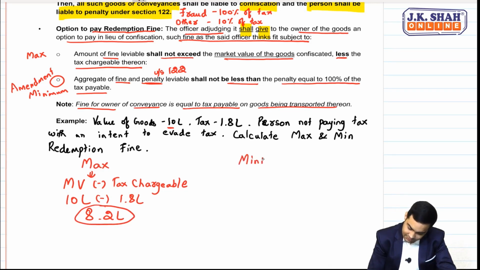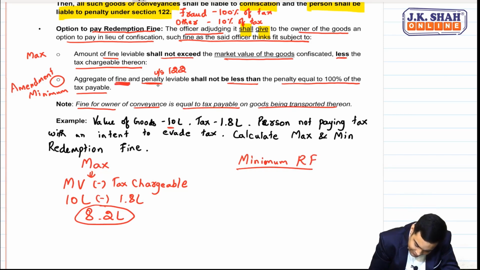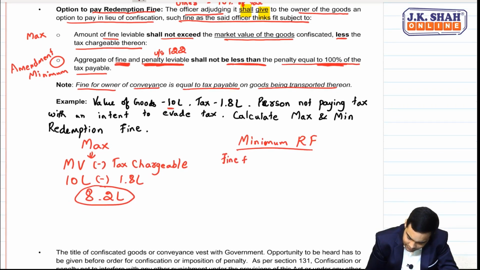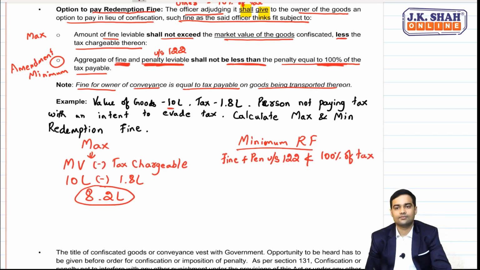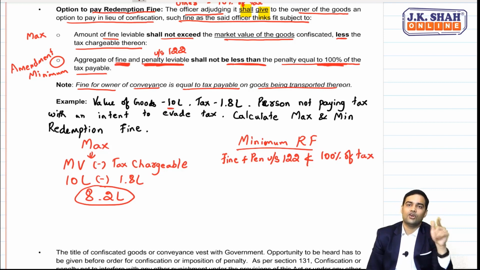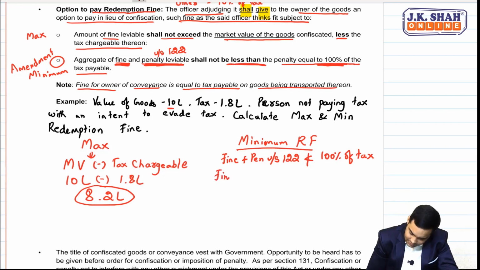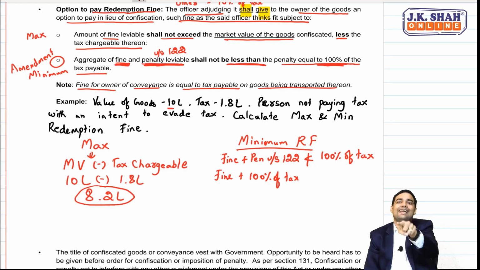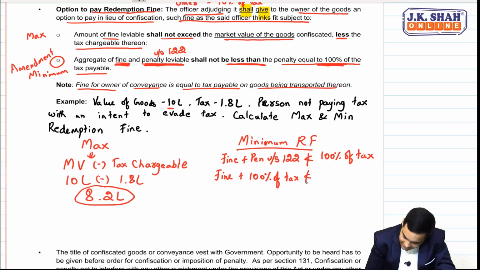And what would be the minimum redemption fine, sir? Let me show you this. You concentrate, then you can pause the video and write. Very important. See, what is the language? Fine plus penalty under 122 shall not be less than penalty equal to 100% of tax payable. Let's see. Fine, that is redemption fine, plus penalty under section 122 shall not be less than 100% of tax. Now, fine plus penalty under section 122 for such cases will be 100% of tax. Is it, sir? Because it's a case of tax evasion. If it was not a case of tax evasion, then this would have been 10% of tax, because that's the penalty. Shall not be less than 100% of tax.